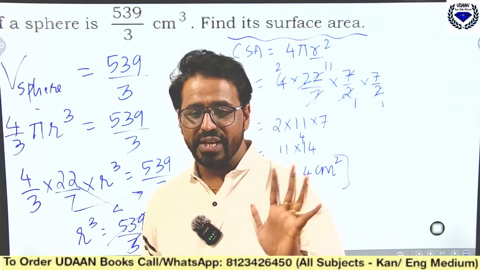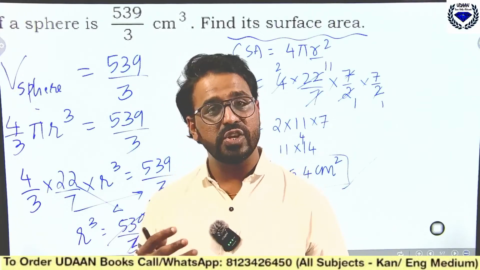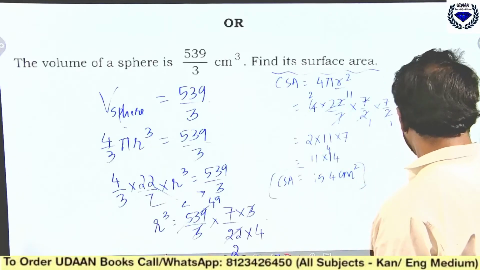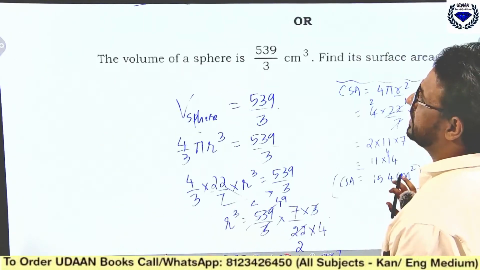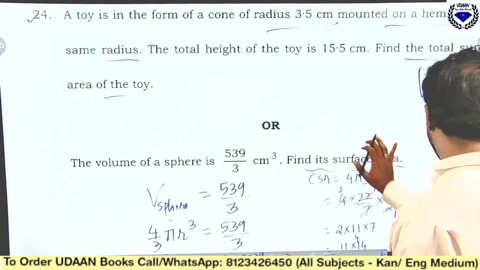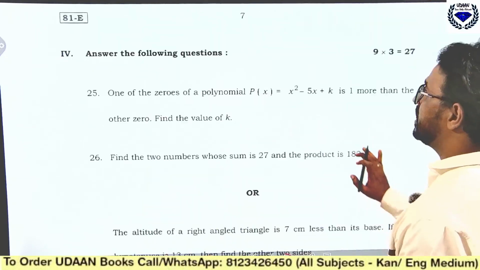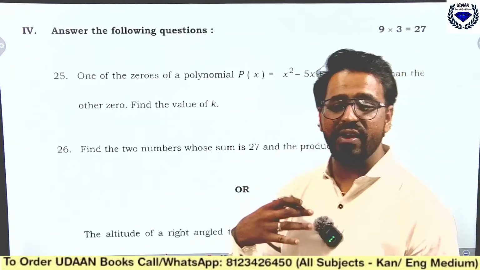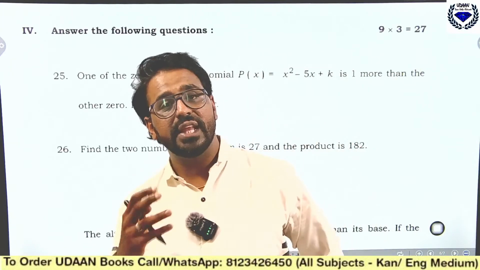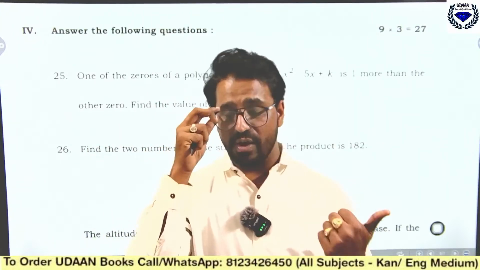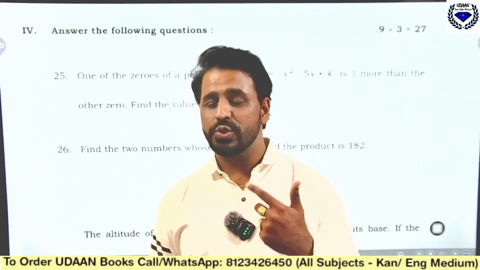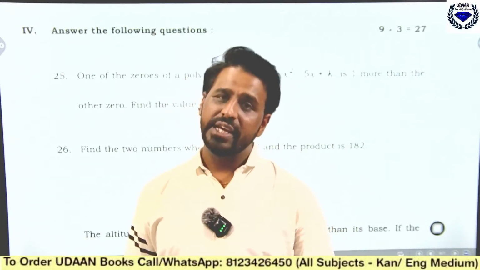Okay, so let us begin the discussion of the next question. The next question is question number 25; 24 we have done. See, these are the 3 mark questions. Now I will begin solving the 3 mark questions. All the 1 mark questions, the objective type questions, 1 mark questions and 2 mark questions, I have done each and every one in detail.